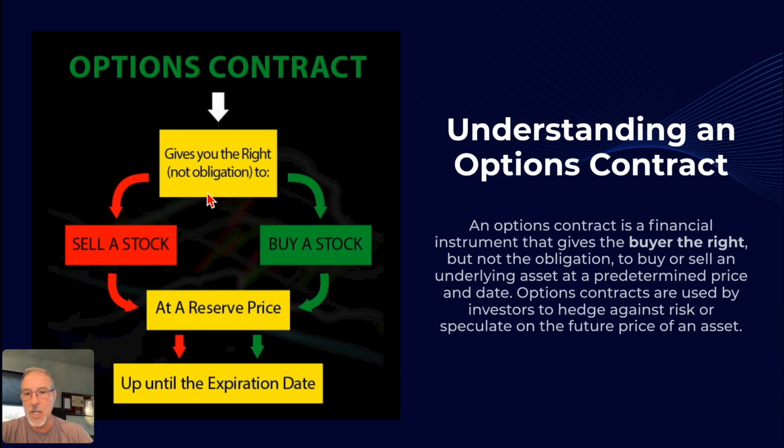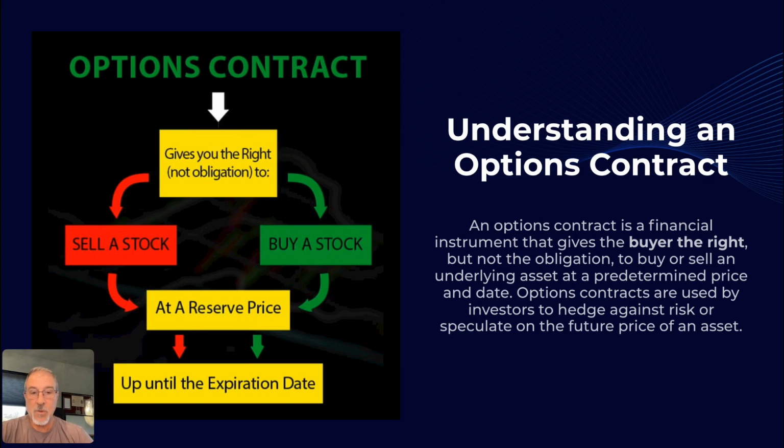An options contract gives you the right, but not the obligation, to either buy or sell a stock at a specific price up until the expiration date. Whether it's a buy or a sell depends on whether you are the buyer or the seller of the option. Again, we're going to get into all those nuts and bolts. It's a financial instrument, and contracts are often used by investors to hedge against risk or to speculate on the future price of an asset.